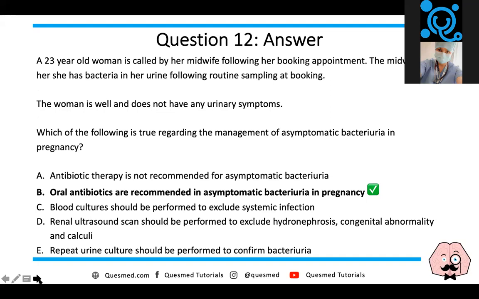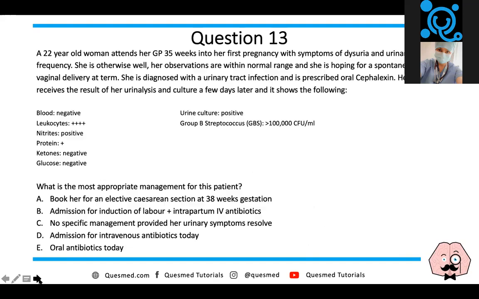antibiotics are recommended. Looking at the other answers, obviously A is incorrect. There's no indication to perform blood cultures unless this woman's septic and we're doing sepsis 6. She doesn't need an ultrasound scan. It doesn't sound like there's any indication of structural abnormality or obstruction. And there's no need to perform a repeat culture when we already have a positive culture. So moving on to the last question.